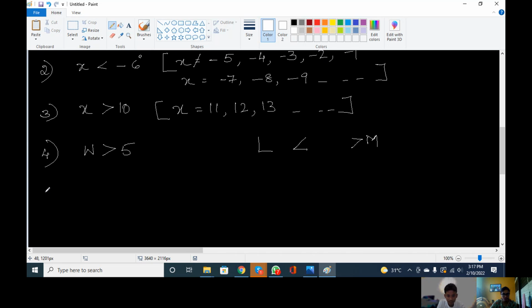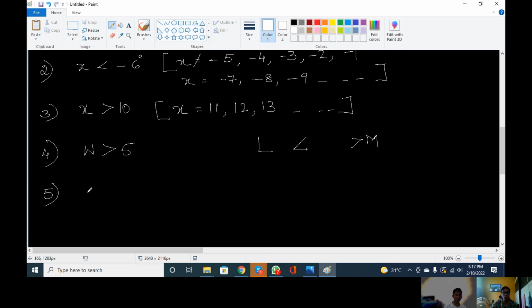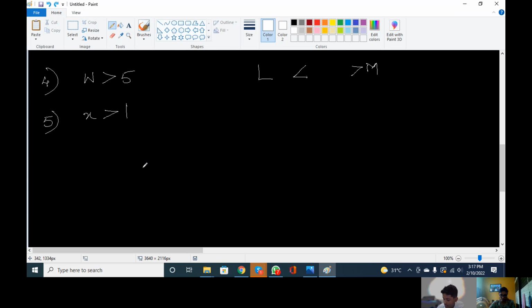Next, the fifth one. A notice on the big wheel at a theme park says that the height x meters of any passenger taking the ride must be more than 1 meter. So x must be more than 1 meter. More means again it's a greater than symbol. X is greater than 1. Next, sixth question.